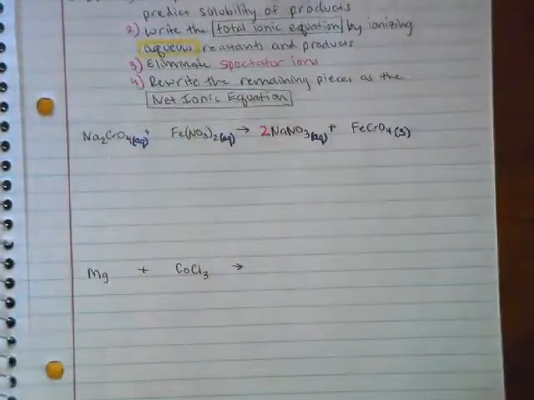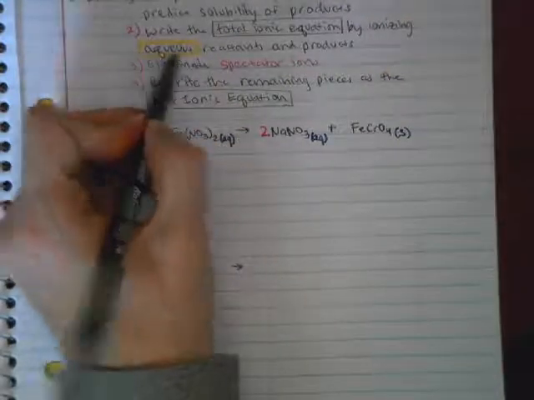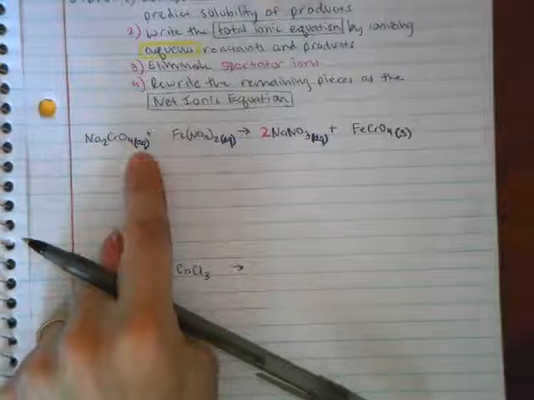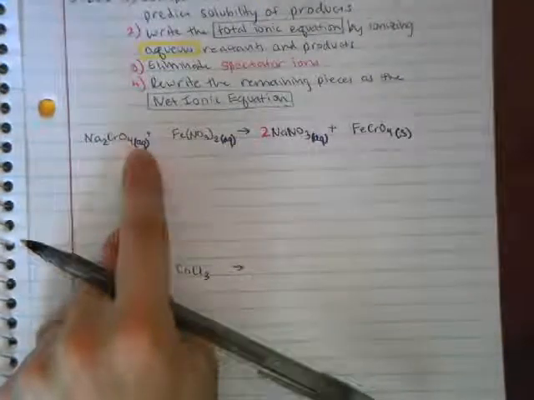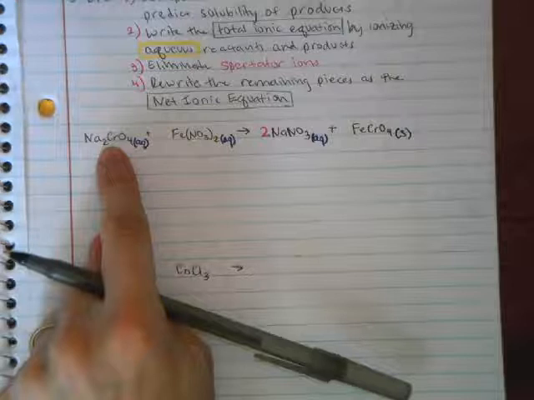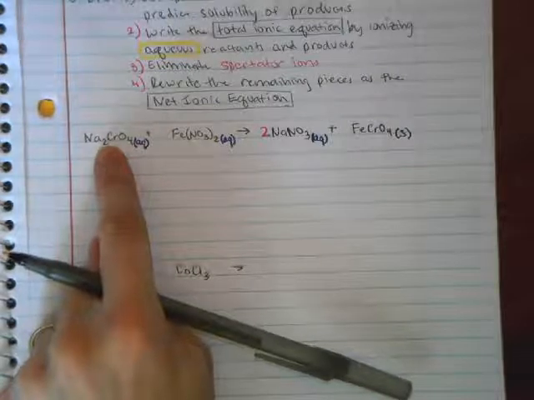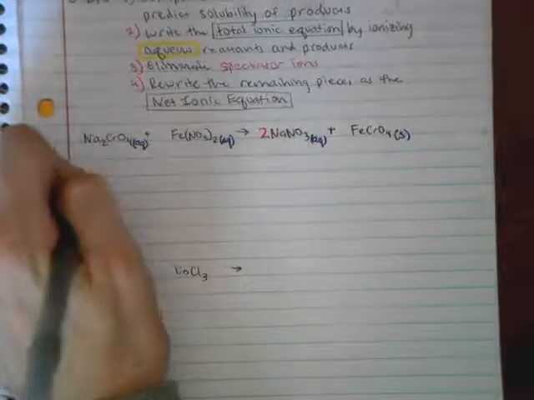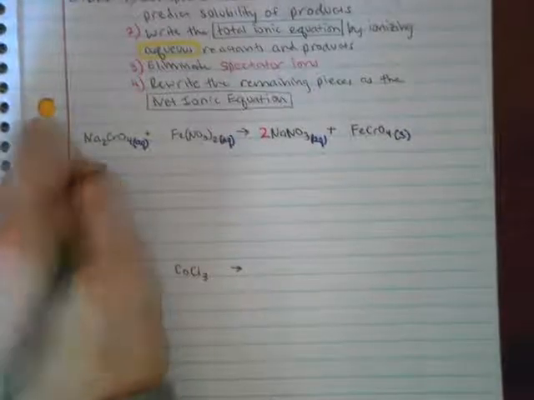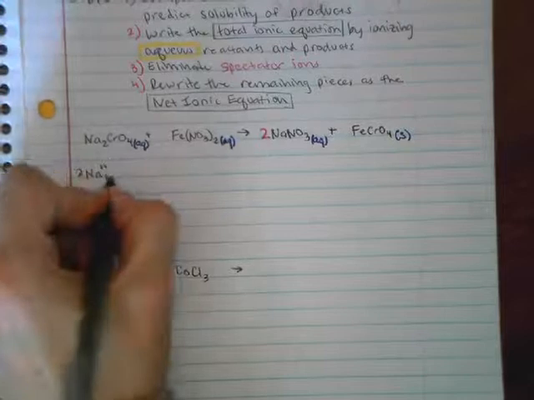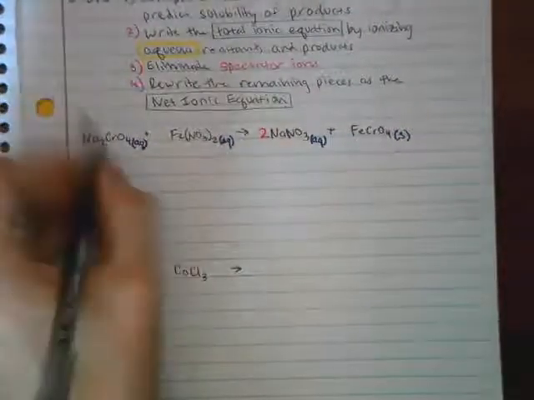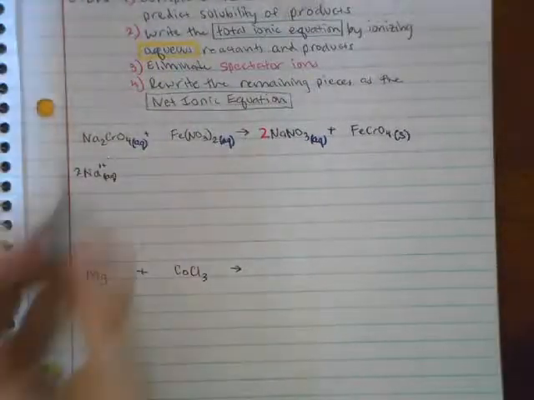Okay, so for instance, and by the way, I'm only going to do this for aqueous reactants and products. So here's one right here. Sodium chromate is an aqueous reactant. So I'm going to ionize this compound into its ions, or dissociate this compound into its ions. So I'm going to have 2 sodium atoms, 2 Na1+, and those ions are aqueous. Anytime you have an ion, it is aqueous. Just no hesitation there whatsoever.